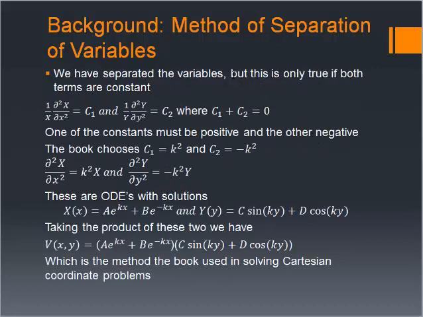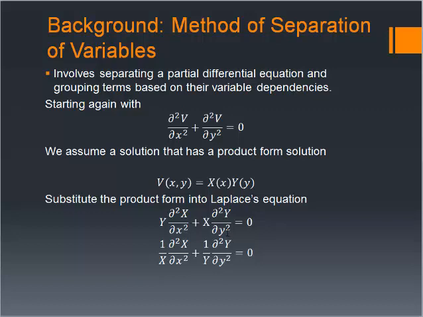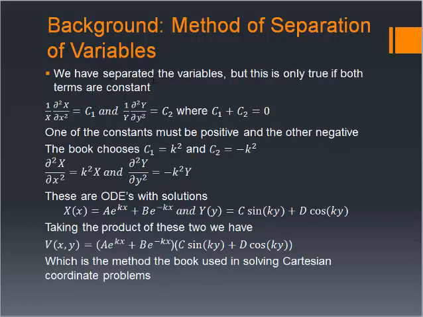And this relationship from the previous slide right here is only true if both of these terms are constant. So what we do is we set each term equal to a constant where the sum of those constants is 0. And one of these constants has to be positive and the other has to be negative, and really it just depends on the setup of your problem which one you choose to be positive and which negative. For the purposes of this derivation, we choose the positive constant to be the x one, we call it k squared, and then we choose the y one to be the negative one, we call it negative k squared.